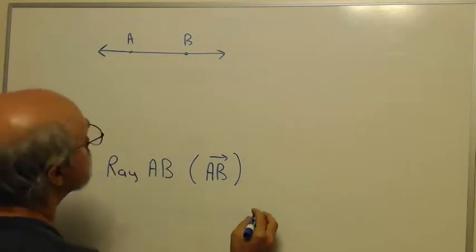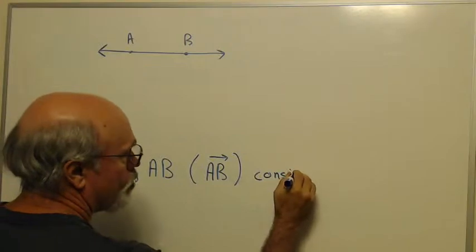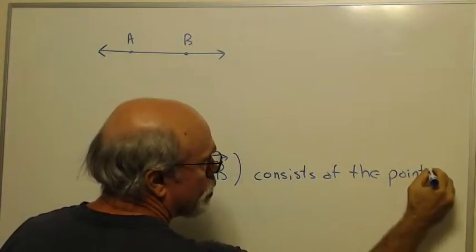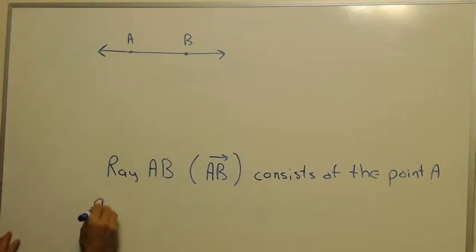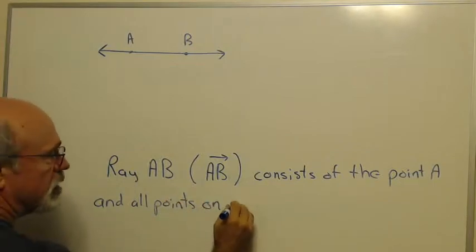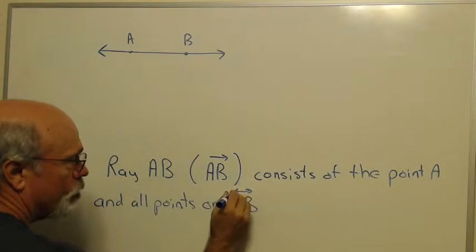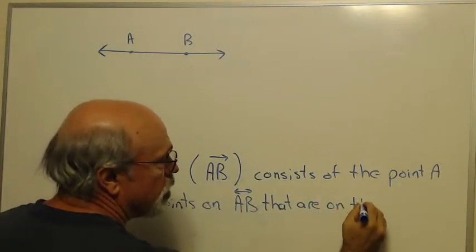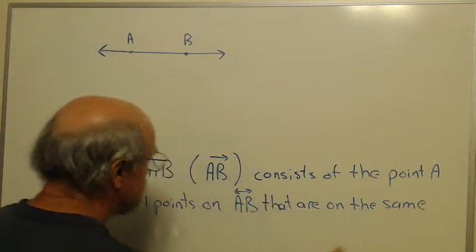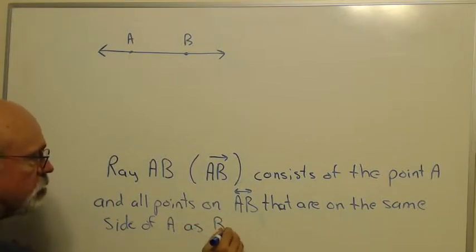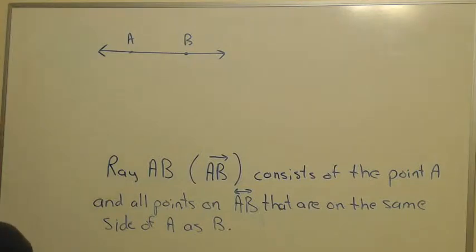Okay, so ray AB consists of the point A and all points on line AB that are on the same side of A as B. In some sense, we can think of a ray as being half a line.